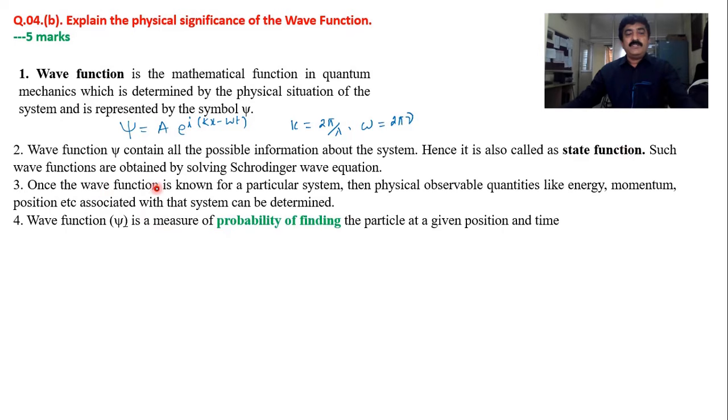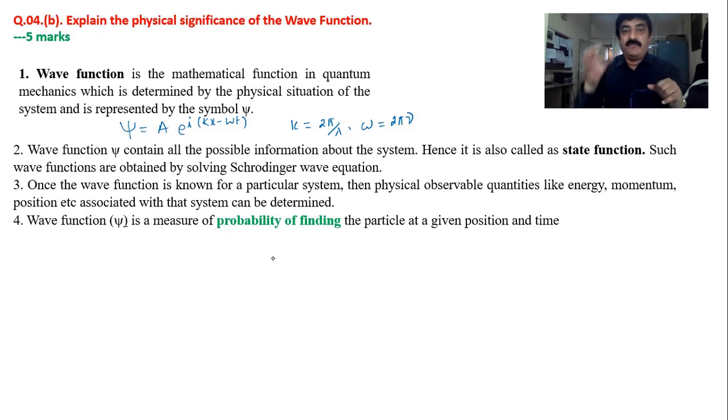Once the wave function is known for a particular system, the physical observable quantities like energy, momentum, position, etc. can be determined. This is what I said. But wave function is also a measure of probability of finding the particle. Like you are in your college from morning 10 to evening 5.